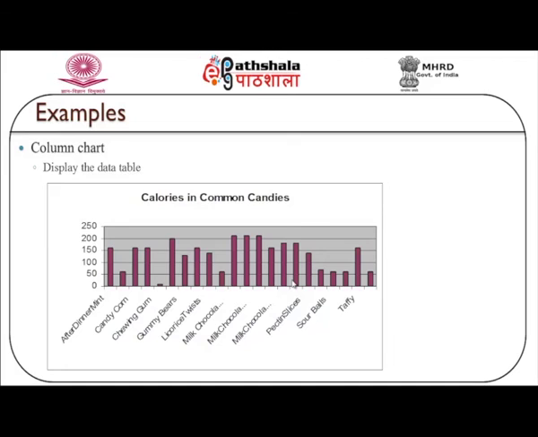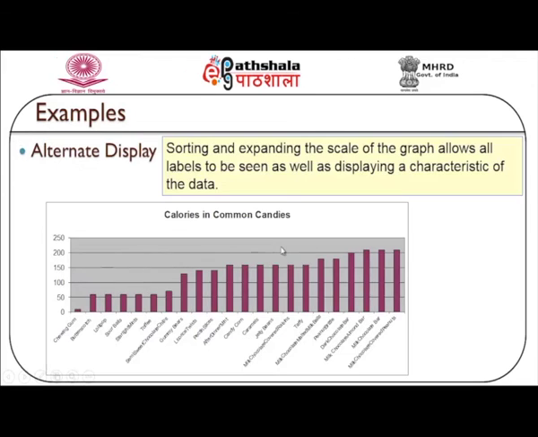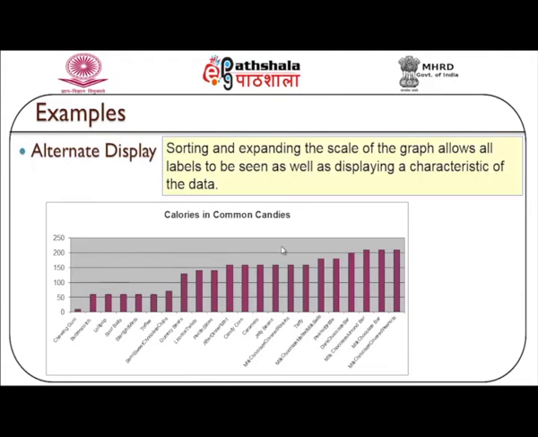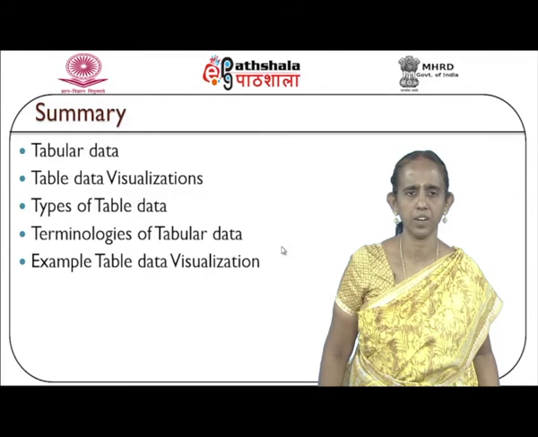So this displays the calories in the common candies, and this is a representation in the form of a bar chart. This is another representation in the form of a bar chart, which is also calories that are present in common candies, with sorting and expanding the scale of the graph and allows all the labels to be seen as well as displaying a characteristic of the data.